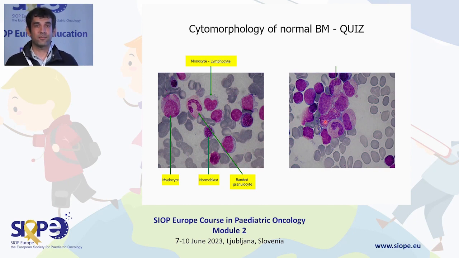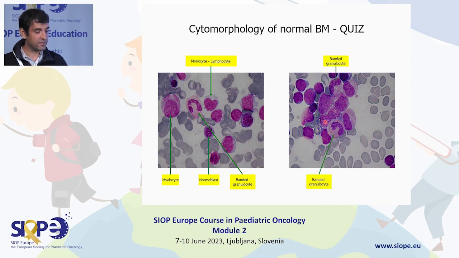We have seen this cell before. Yeah, I think so. Myelocyte something. Yeah, it's already a banded. Is it already a banded? But you're right. It's in between the myelocyte and the banded granulocyte. Yeah, you're right. This is again, we can skip it.